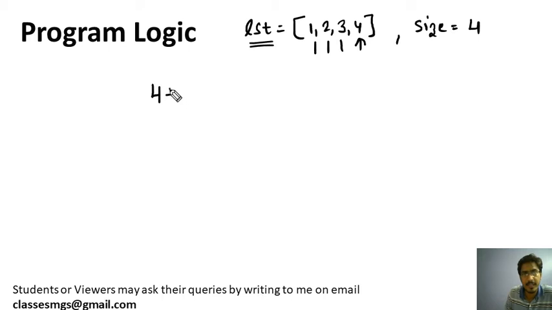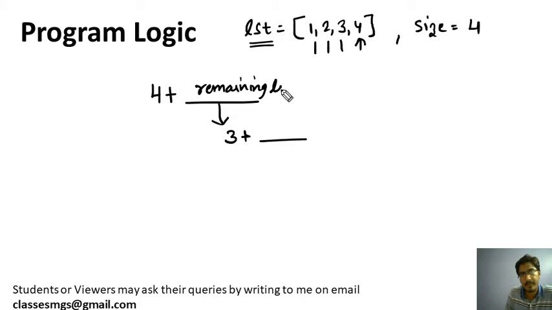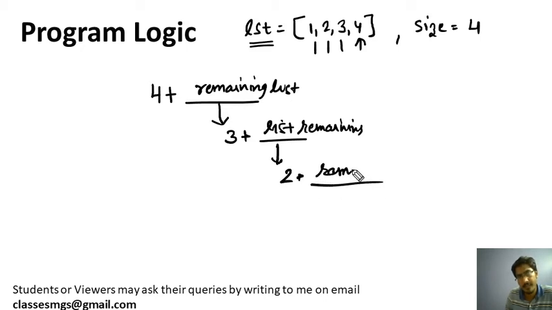First we will filter the last element, and then we will call some function, and then it will add the 3 plus the remaining list. 4 plus remaining list, then we will call 3 plus remaining list, then 2 plus remaining list. We will write such a function that does this kind of thing for us. Then we will write 1 plus remaining list.